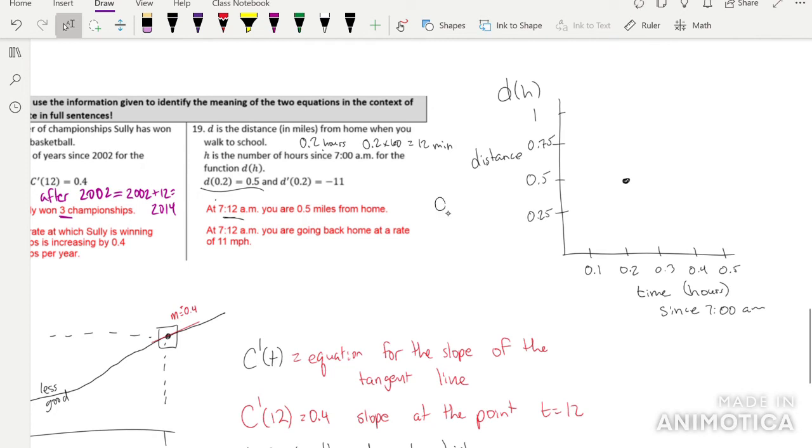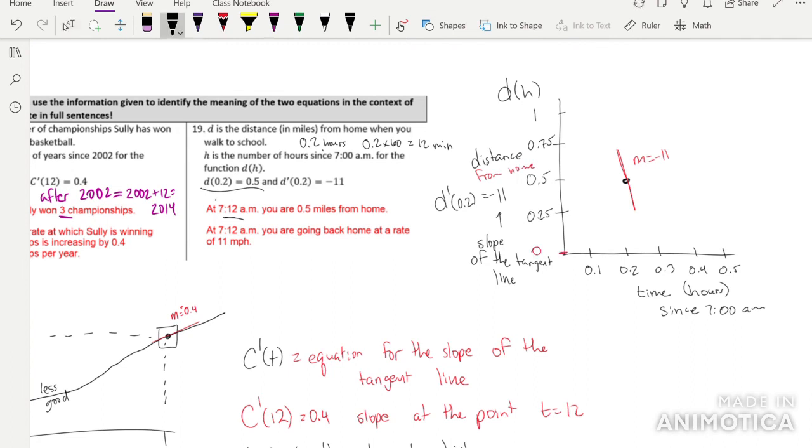Then it says d prime of this point is equal to negative 11. So here, remember, this represents the slope of the tangent line. So you're moving in the negative direction with a slope of minus 11. So I'll say m equals minus 11. Well, if this is the distance from home, then once you get to 0, you're at home.